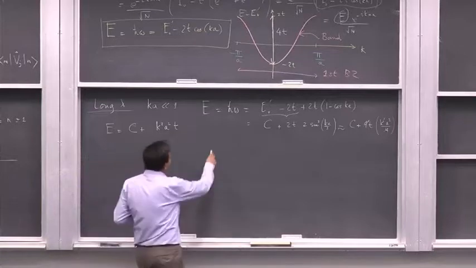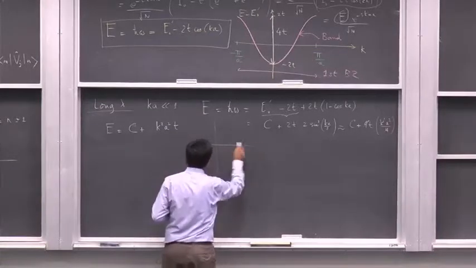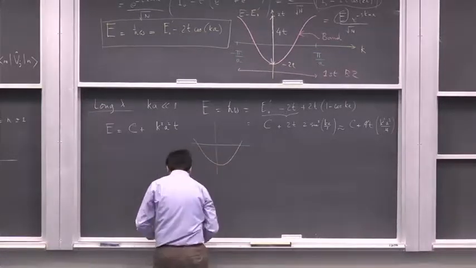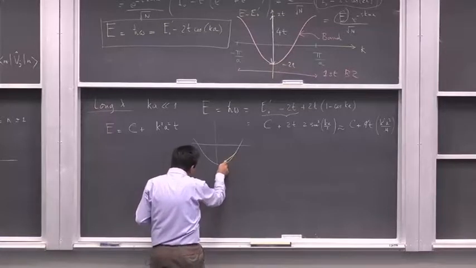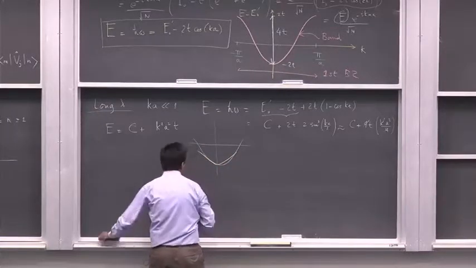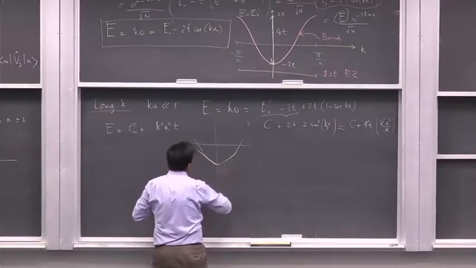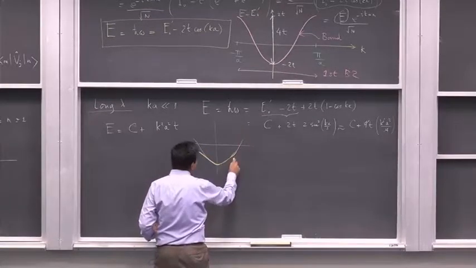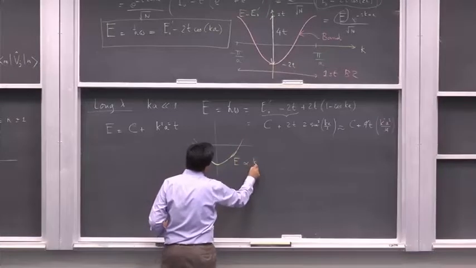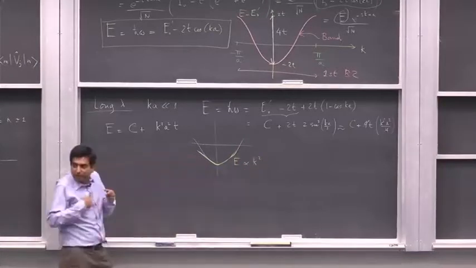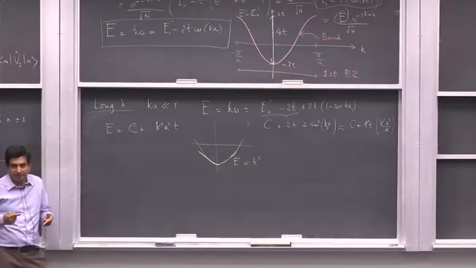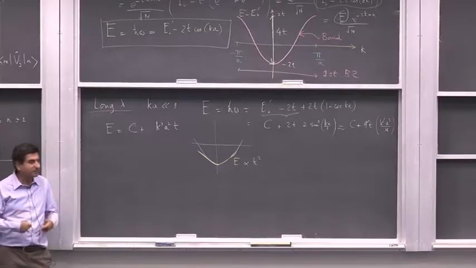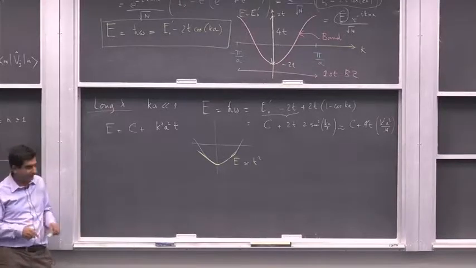So at the bottom of this band, if you look at this band, at the bottom of the band has a parabolic shape. So it's parabolic here, where the energy goes as the square of k. So at the bottom of the band, the energy is parabolic. The dispersion relationship is parabolic.